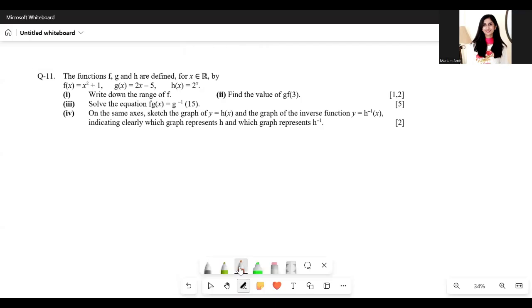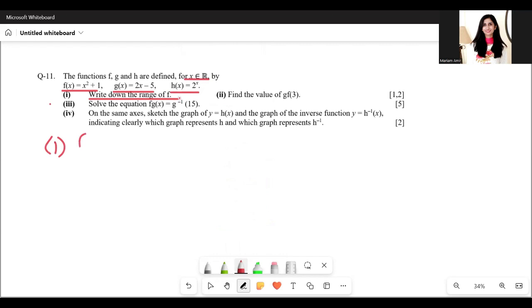This is the next question, which says that f(x) is x squared plus 1, g(x) is 2x minus 5, h(x) is 2 power x, and the domain of f(x) is all real numbers. Write down the range of f. Okay, so f(x) is x squared plus 1 with a domain of all real numbers. That means all possible numbers on the real line. So then what's going to be the range of f(x)?